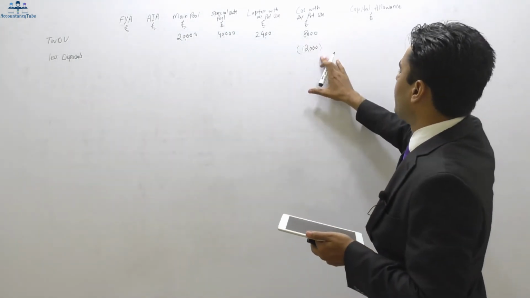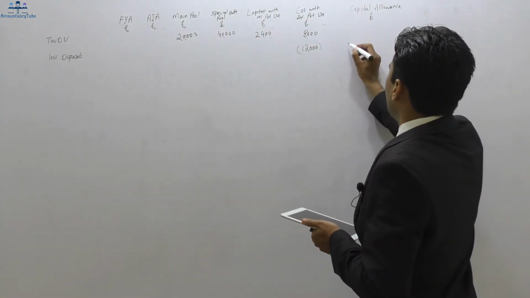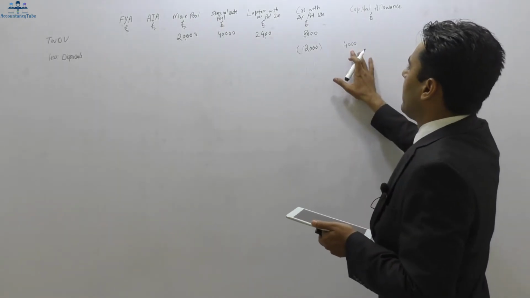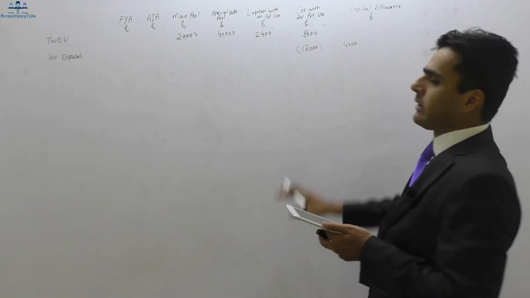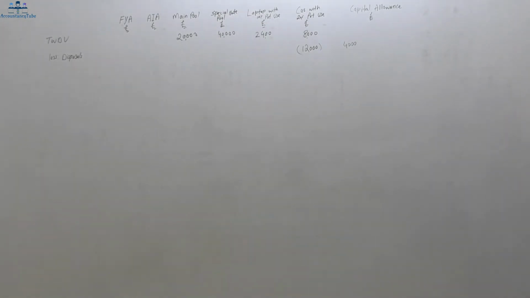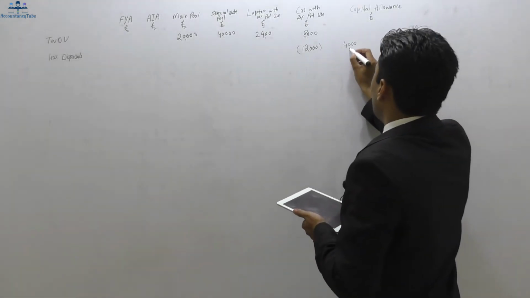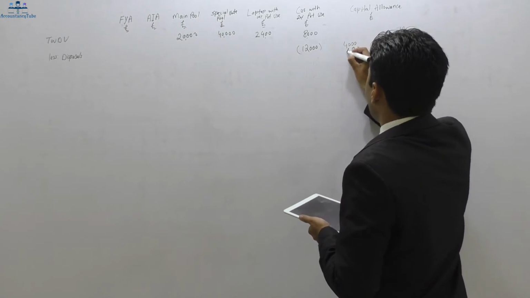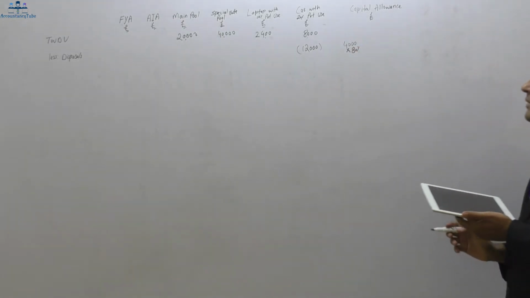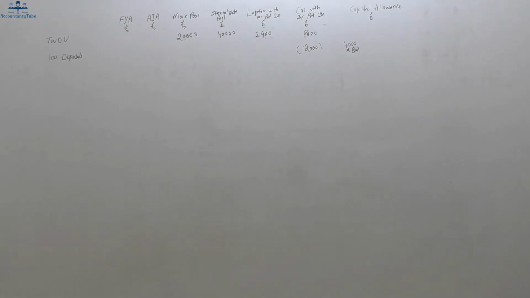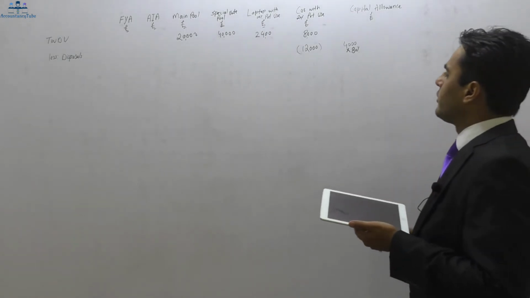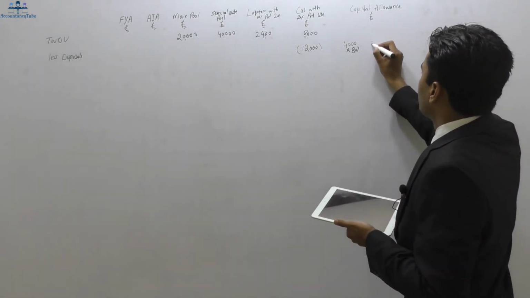So £4,000 will go into the capital allowance section. However, please remember there is a 20% private use, which means I only have to take business use, so I will do it at 80%. So 4,000 into 80%, whatever the amount is, it will go into the capital allowance section. I assume it will be £3,200, right?